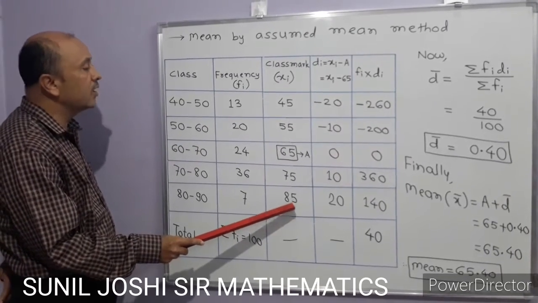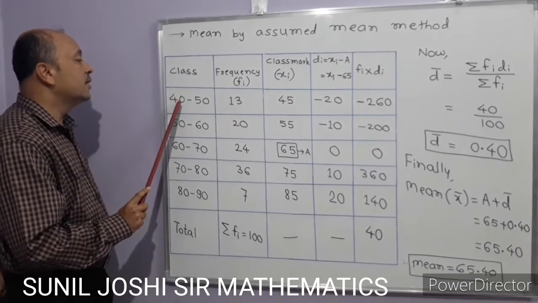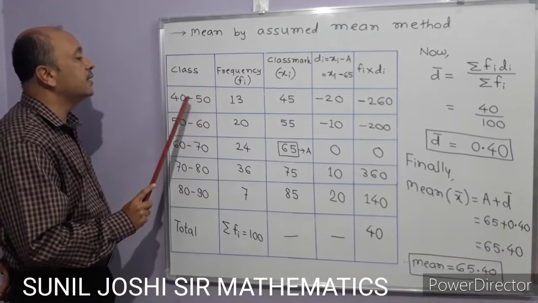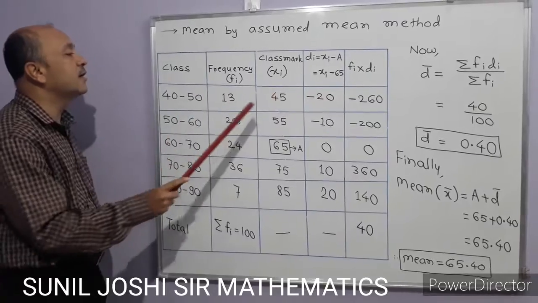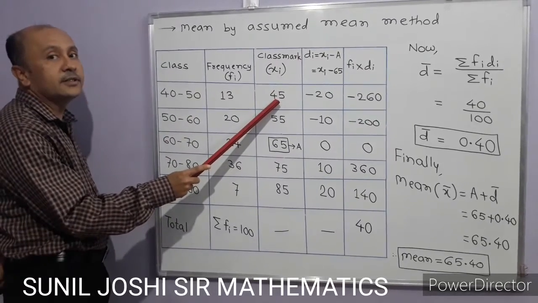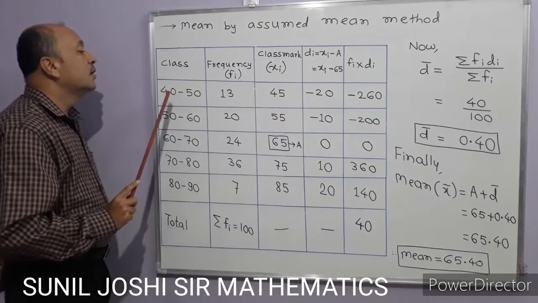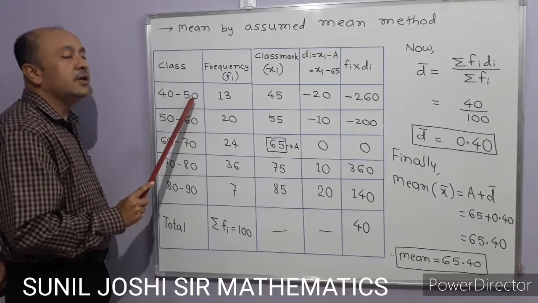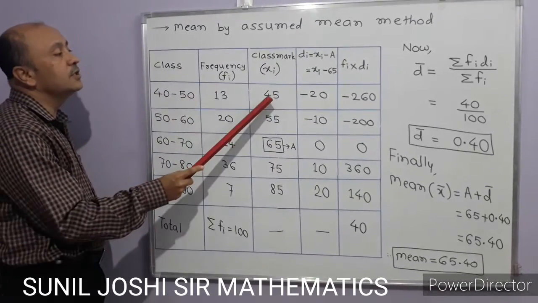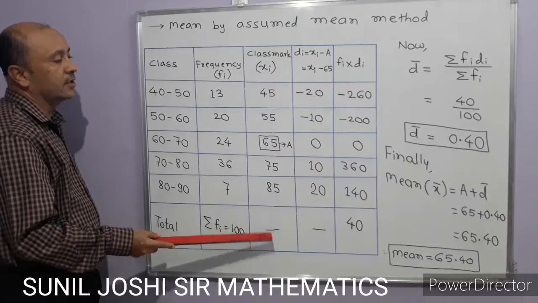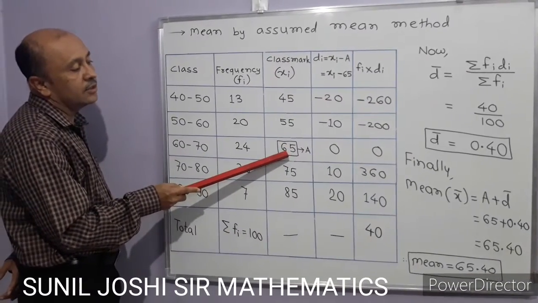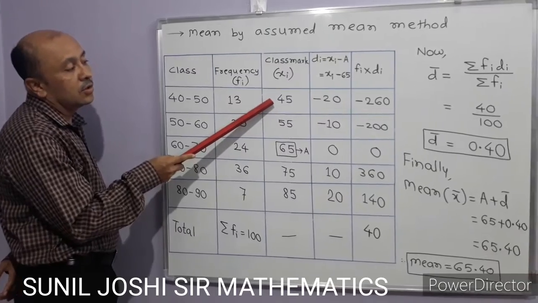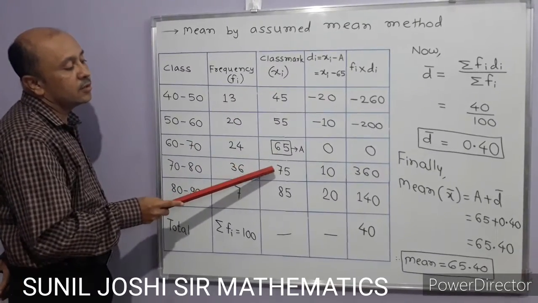So students, how do we calculate this? We know it: 40 plus 50 is 90, 90 divided by 2 is 45. So it has one formula. The class mark or midpoint is given by the formula: lower limit plus upper limit divided by 2. By using that formula also we can calculate. Then see, students, this number is at the center. Above this number there are two numbers, and below this number there are two numbers.